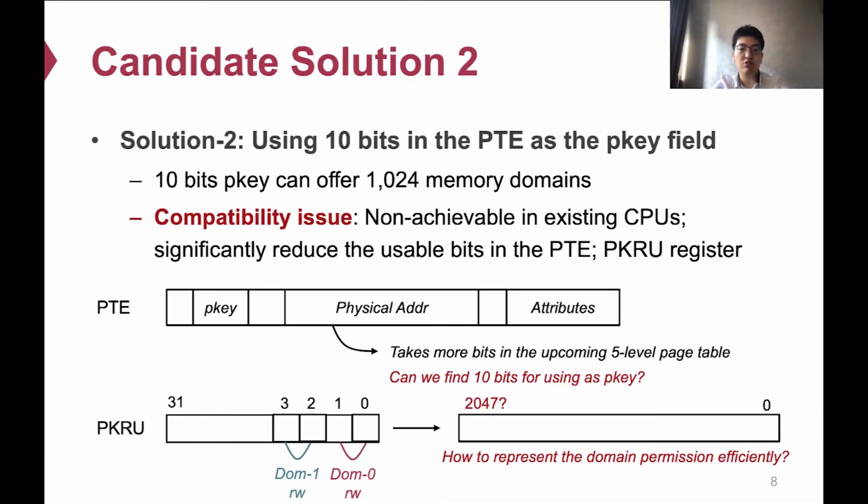Another very intuitive solution is using more bits in the page table entry as the domain ID. For example, if 10 bits instead of 4 bits are used, it can offer 1024 memory domains. However, this is infeasible on commodity machines and may be incompatible with the upcoming 5-level page table because of using too many PTE bits. Moreover, how to represent the domain permission efficiently is also a problem, since it cannot simply use one PKRU register with more than 2,000 bits.